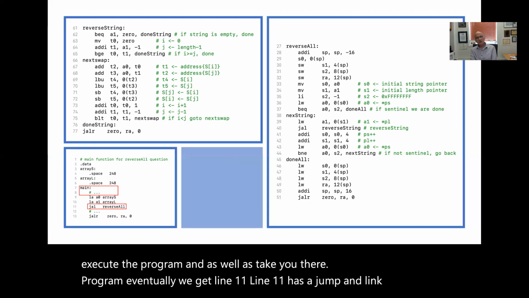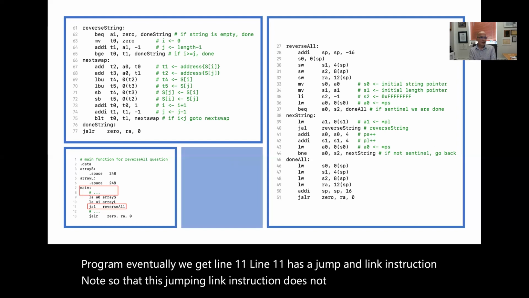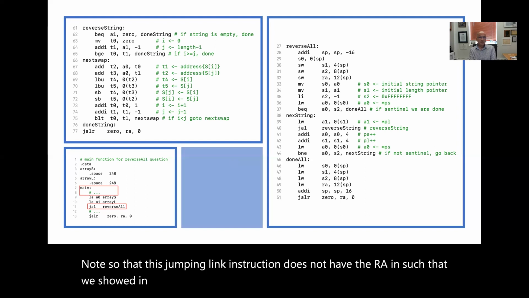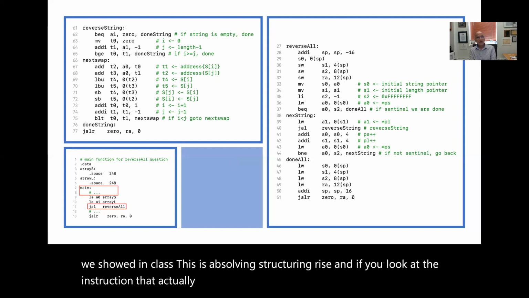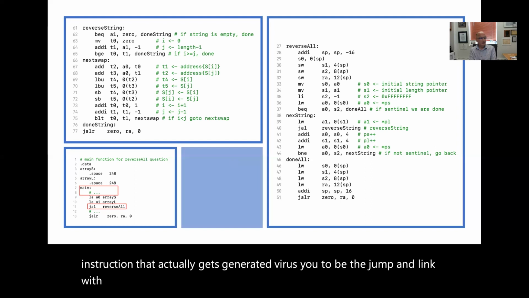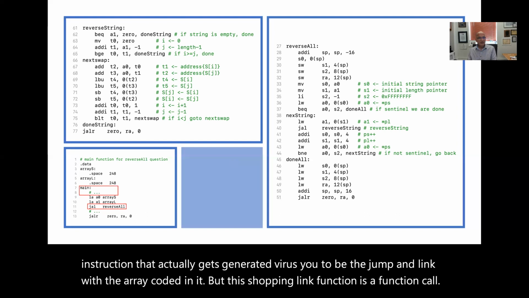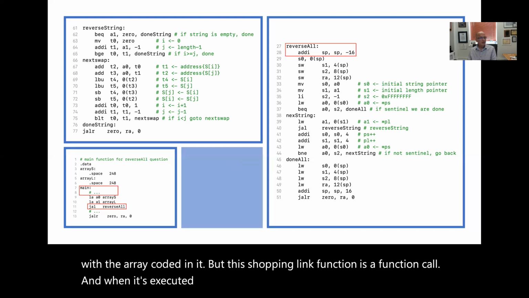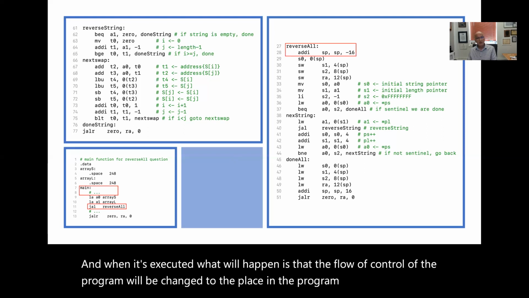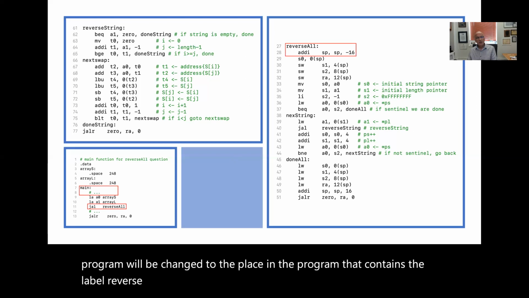Note that this jump and link instruction does not have the ra that we showed in class. This is a pseudo instruction in RARS. And if you look at the instruction that actually gets generated in RARS, it will be the jump and link with the ra coded in there. But this jump and link is a function call. And when it's executed, what will happen is that the flow of control of the program will be changed to the place in the program that contains the label reverse all. And the label is always associated with the next instruction after the label.